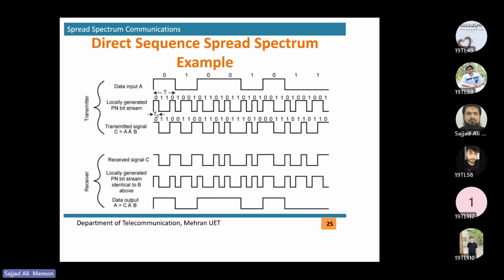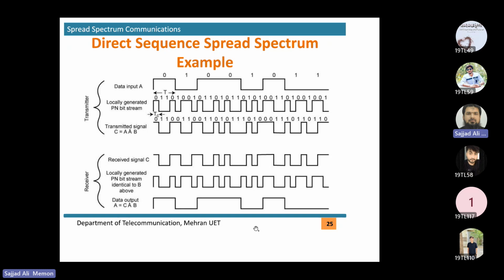Another example: we have data input A and a locally generated PN bit stream, and that is multiplied with it, and the transmitted signal is C. That is, data input A goes into the XOR operation performed with the locally generated PN bit stream. As the receiver receives the signal, it is again multiplied with the locally generated PN bit stream, identical to that used at the transmitter, and then the data output is received as A, which should be the same as the data input A.